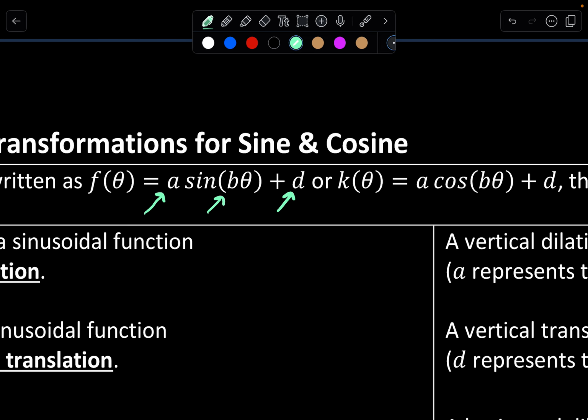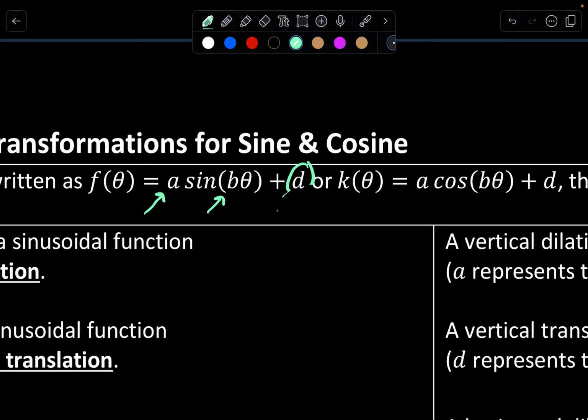In semester 1 and in algebra 2, I believe, D was usually referred to as K. So for something like the vertex form, you would see HK. K and D are going to have the same effect. They will both be vertical translations. But now for the rest of the year, we will see it written as D.